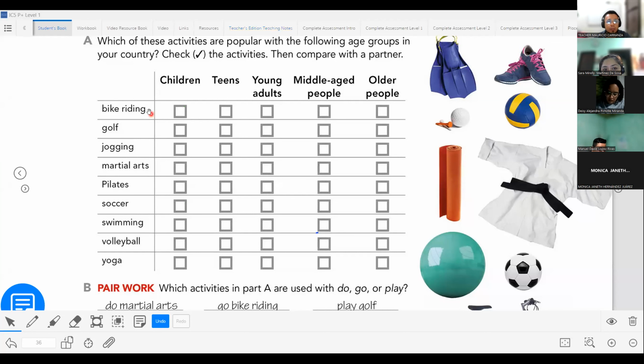So repeat after me. Bike riding. Golf. Jogging. Martial arts.